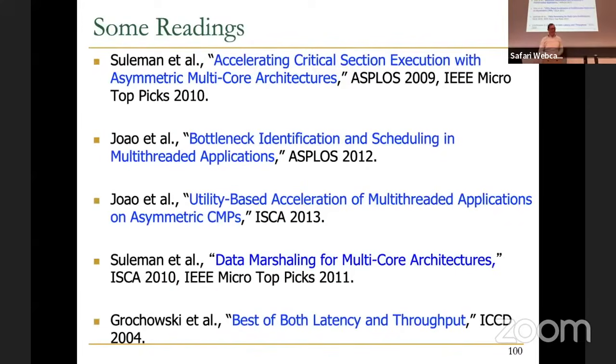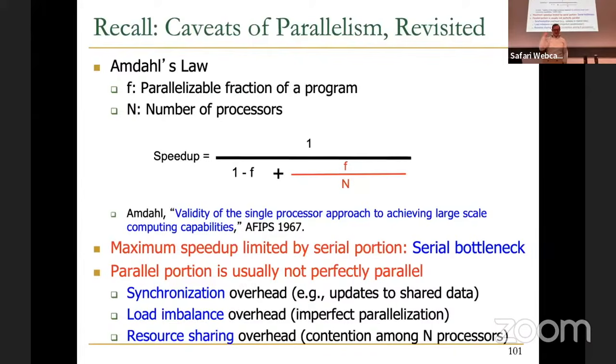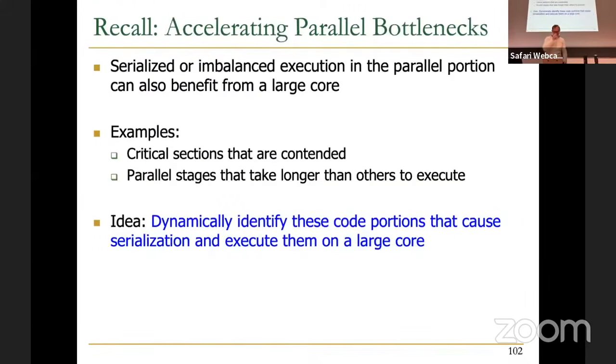Okay, so now let's jump into some ideas. I'm going to cover a bunch of readings. Let's see how much we can cover. But this is the caveats of parallelism. Remember, we talked about the serial bottleneck. We're going to start with the serial bottleneck. And I've already given you the idea, actually. But we're going to actually execute the parallel bottlenecks as well. And we've already covered this slide.